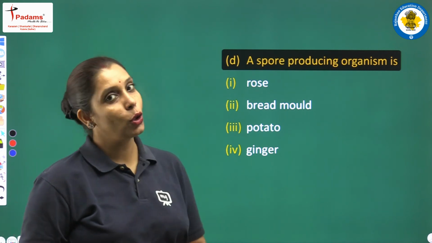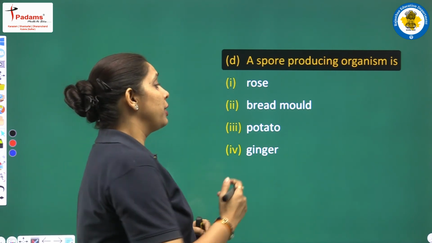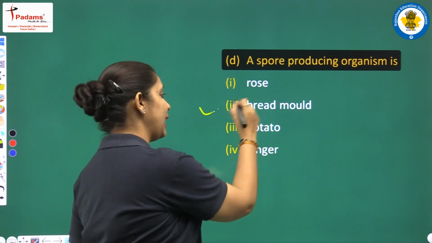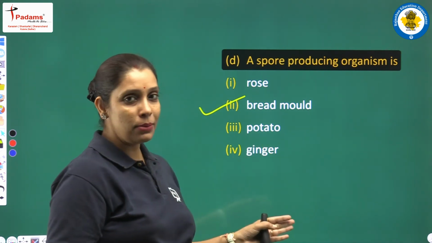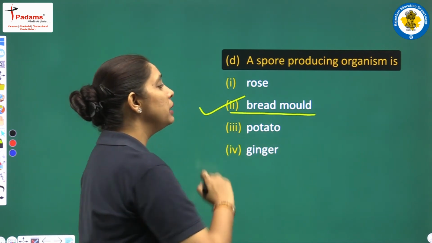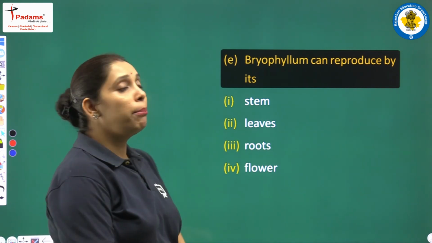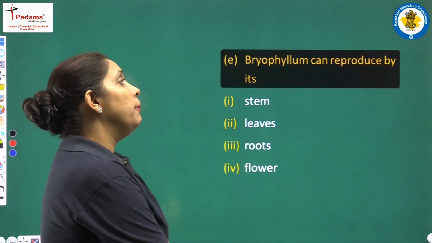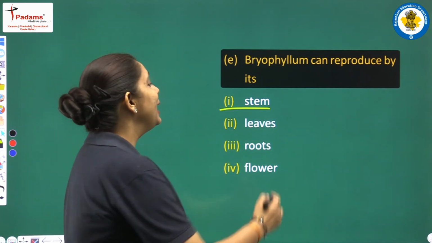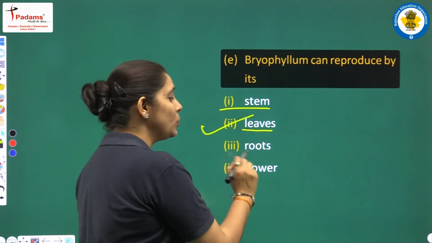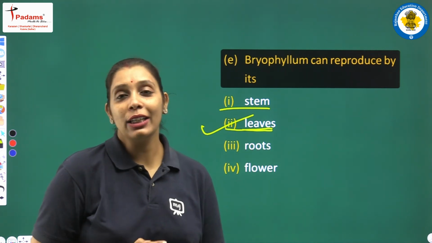Move to the next one, class, and the next one is a spore producing organism is. Yes. Is it rose? No. It is not a spore producing organism. Bread mold? Yes. Potato? No. Ginger? No. Both are stems. Fine. So here bread mold is the correct answer. Move to the next one, class, and the next one is bryophyllum can be produced by its stem? No. Leaves? Yes. Roots, flowers? No. The correct answer is leaves. Is it clear to everybody?